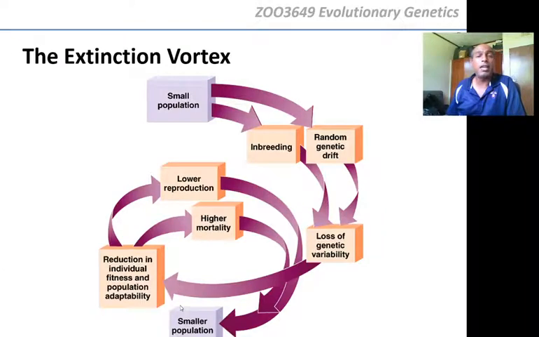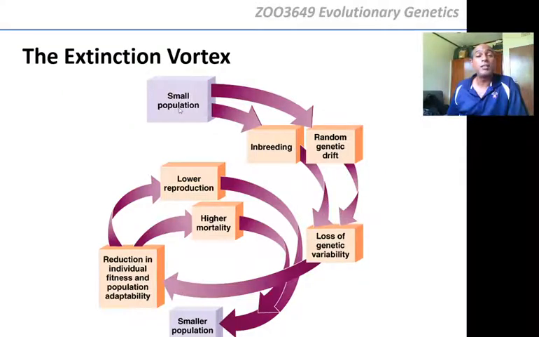And again, if you look at past exam questions, this is how the extinction vortex was described in past 3649 exams, okay? So I'm not saying whether it'll be in the next one, I'm just saying it was in the past one, and you need to know what an extinction vortex is. And it all starts with a small population.